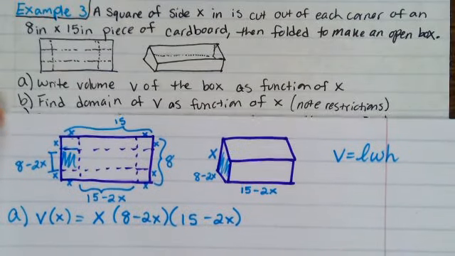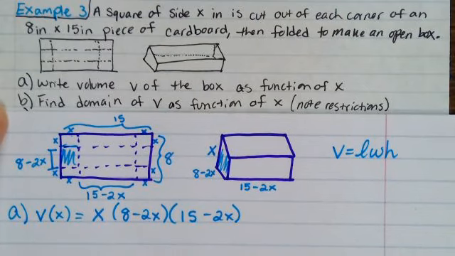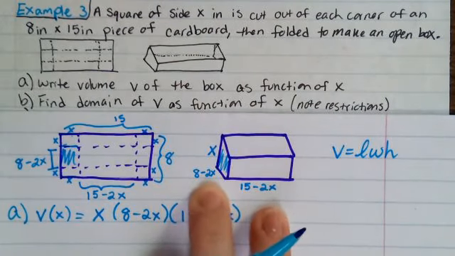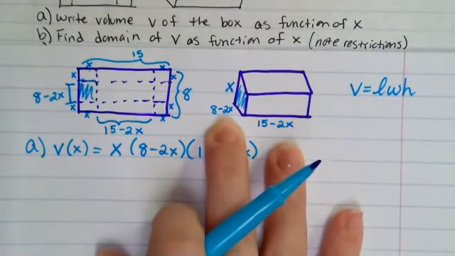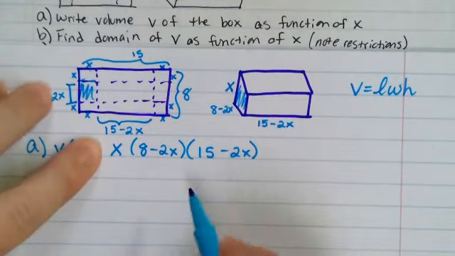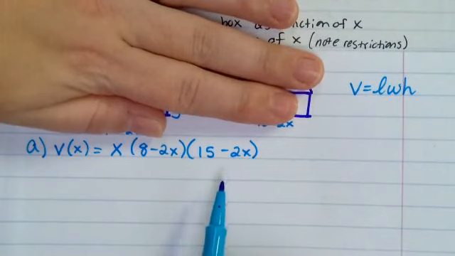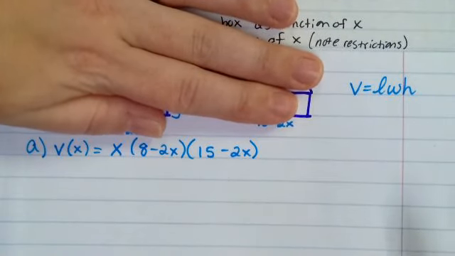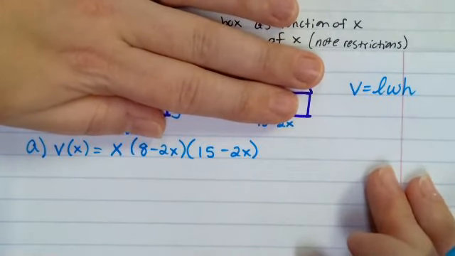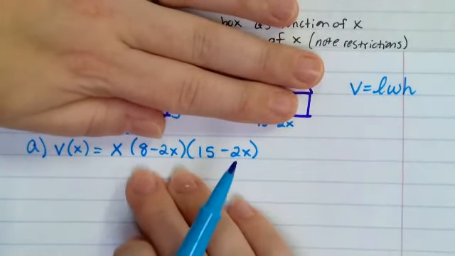Okay, next part says find the domain of v as a function of x. So they said to note the restrictions. Okay, if I look at my function that I already have, algebraically, there is no limit to what that x value could be. Technically, if I was going to throw this function into a calculator and graph it, there would be all real numbers for my x's graphed. If you were to look at that table of values, there's nowhere where x could not be a value. So in theory, algebraically, my x would be all real numbers.